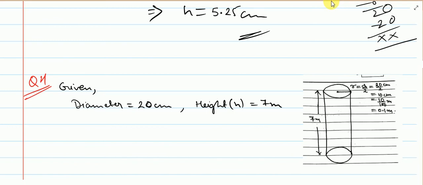Okay children, so we have been given diameter and height of that wooden pole. So here height is 7 meter and its diameter is 20 centimeters. So radius will be half of the diameter, that means 10 centimeter. But the problem is here my radius is in centimeter and height is in meter. So either I should get this height in centimeter or make this radius in meter.